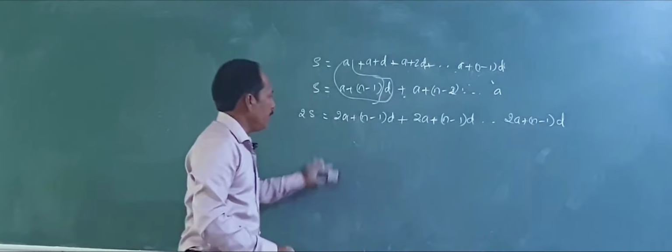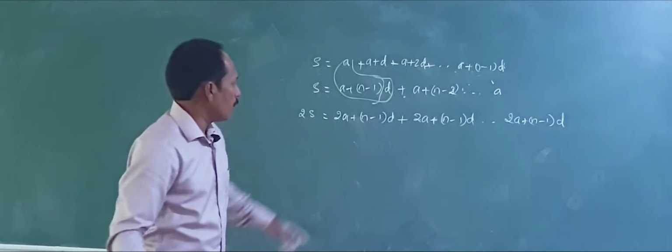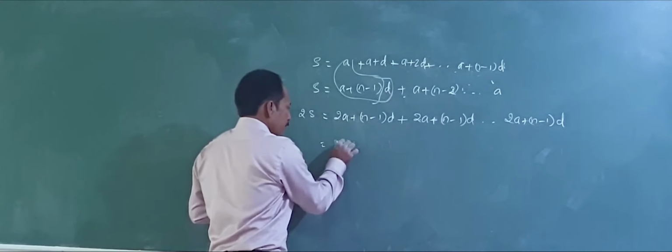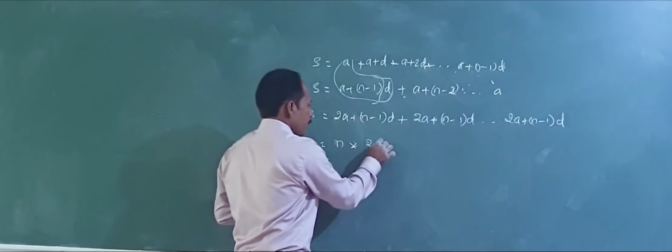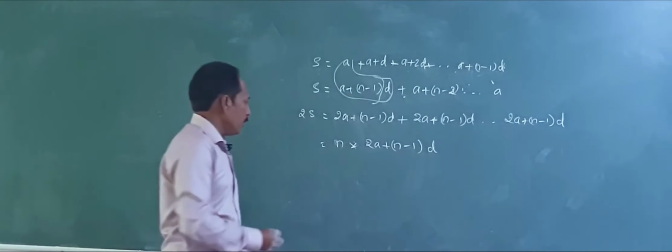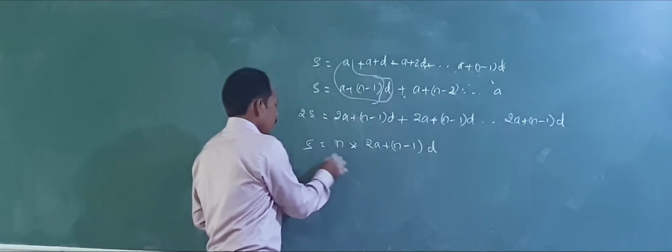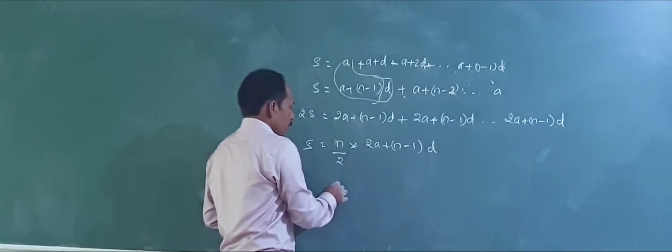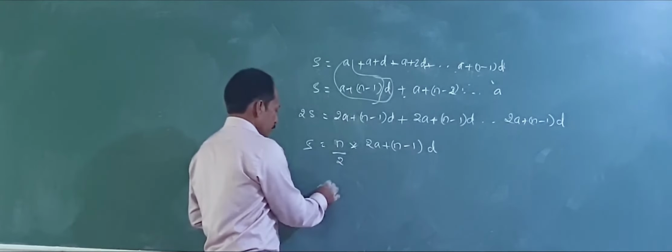How many times we are repeating? n times, there are n. So therefore we write 2S equals n times, we repeat, that is 2a plus n minus 1 into d is multiplied. Therefore S will be n by 2 into 2a plus n minus 1 into d.